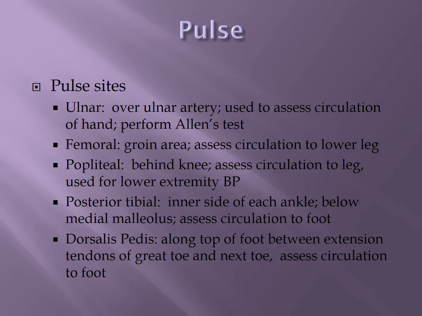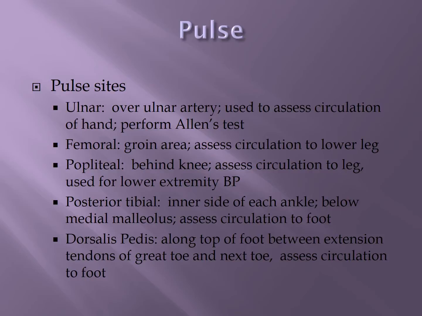Popliteal pulse site is located behind the knee, oftentimes very difficult to find. However, if we are doing a lower extremity blood pressure, the patient has reasons why we cannot use their arms to take a blood pressure, and we're having to assess a blood pressure in the leg. The blood pressure cuff gets wrapped around the thigh, and then the stethoscope is placed over the popliteal artery behind the knee for us to assess that blood pressure.